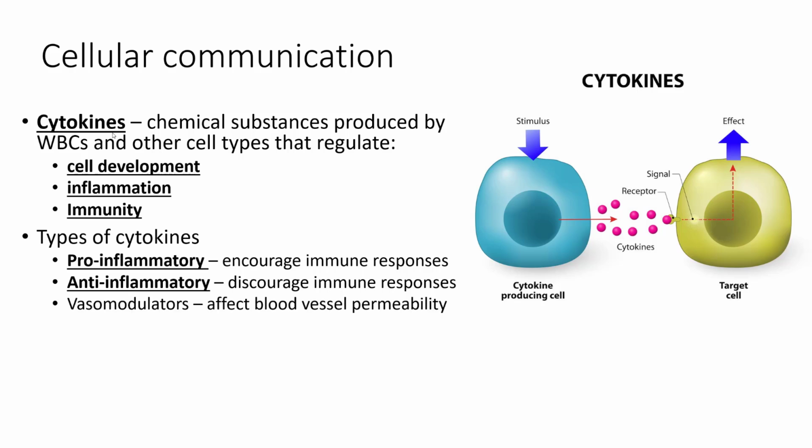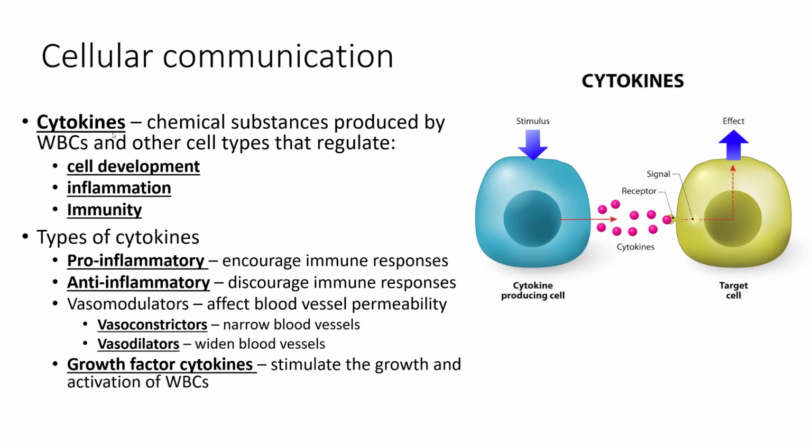Some of these affect blood vessel permeability, causing, for example, constriction. Blood vessels can be induced to contract and get more narrow. They can also be induced to dilate and get more wide. And then another one is that they can cause the stimulation of growth factor cytokines. This is where the cell development comes in. So they can stimulate, especially during hematopoiesis, which cell you're supposed to turn into.